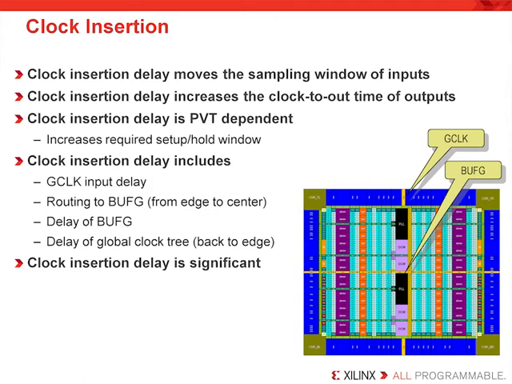The clock insertion delay can include a global clock input delay, routing to the BUFG from, say, the edge to the center of the die, the delay of the BUFG itself, or the delay of a global clock tree back to the edge. Clock insertion delay is significant, and of course it's included in the timing analyzer. Now, all of these delays can be compensated with the use of a DCM or PLL, and fortunately, Spartan-6 has a number of clock management tiles.